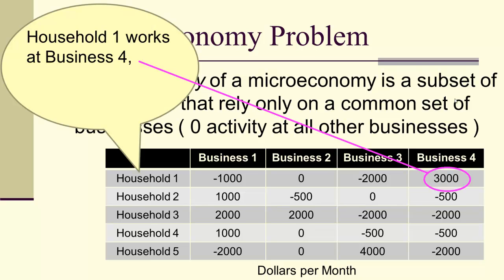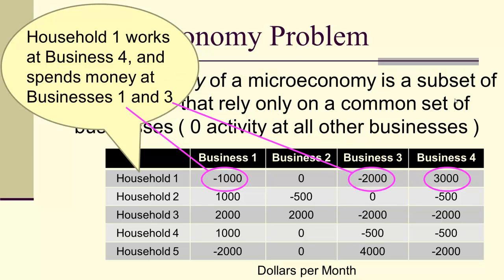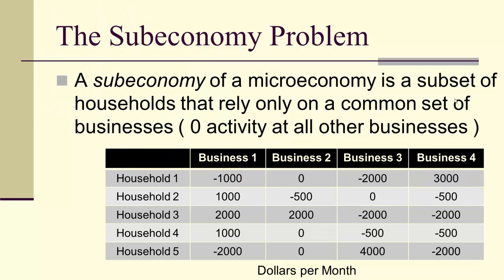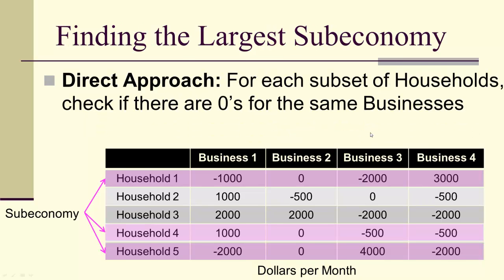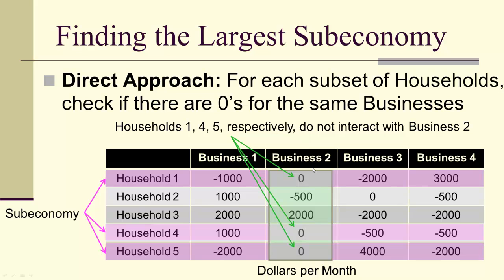Household 1 in this example works at business 4, spends money at businesses 1 and 3. And a SubEconomy would be a set of households that only shop at the same businesses. So this is not a strict SubEconomy problem because it's not closed under businesses, only under households. You see we have a SubEconomy because households 1, 4, and 5 do not interact with business 2, only with businesses 1, 3, and 4.